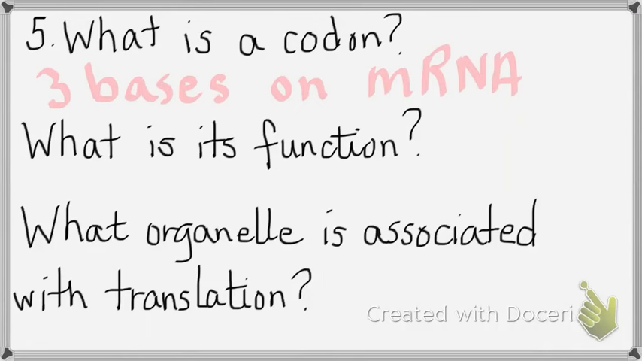Now, these three bases code for something, and that's why we call them a codon. What do they code for? One more time. What are proteins made of? Amino acids, yeah. Can I use AA as an abbreviation? What's AA stand for? Amino acid.